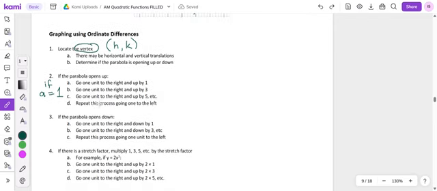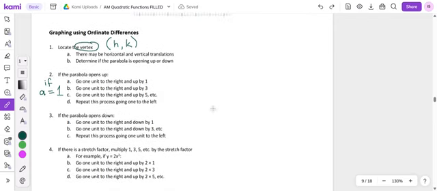But what if the parabola opens down? Right, so in that case, A equals -1. So if A equals -1, we don't want our points to go up, up, up. We're going to be going down, down, down. So 1 to the right, 1 down. 1 to the right, 3 down. 1 to the right, 5 down, etc., etc.